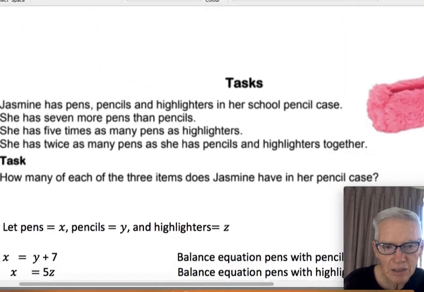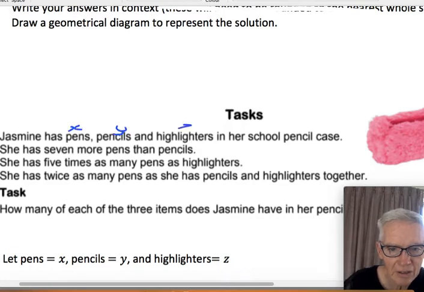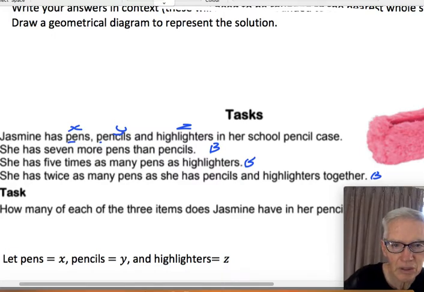Next one, we've got Jasmine. She has pens, pencils, and highlighters in her school pencil case. So I'm going to decide that pens can be X and pencils Y and highlighters Z, because I don't want to have P and another P. So that just makes it nice and clear for me. And this is going to be a balanced equation because we've got no totals. So we're going to have to be very smart with our balanced equations.